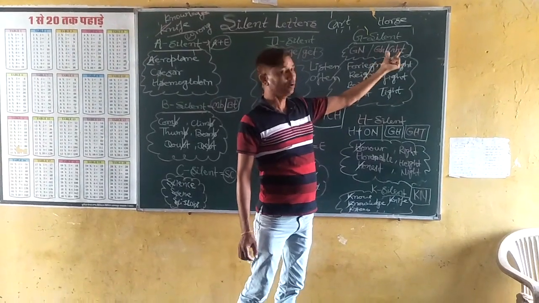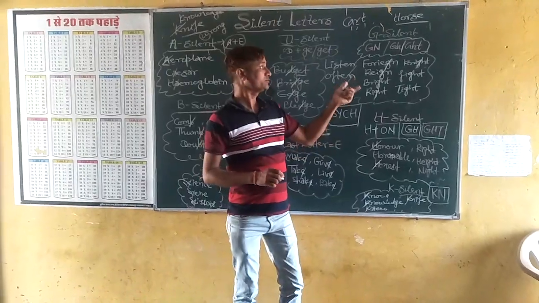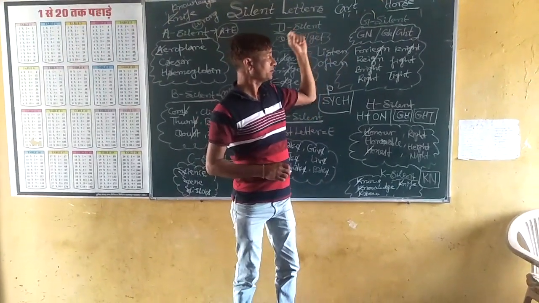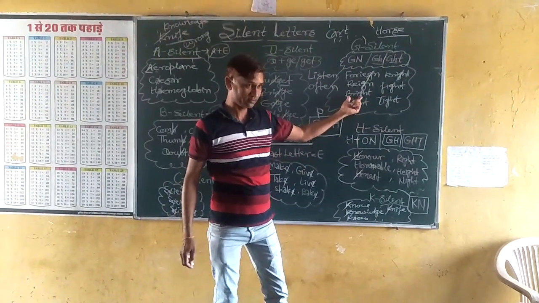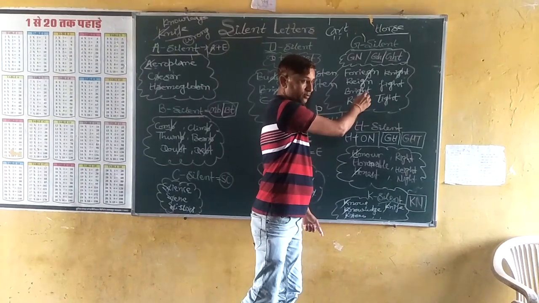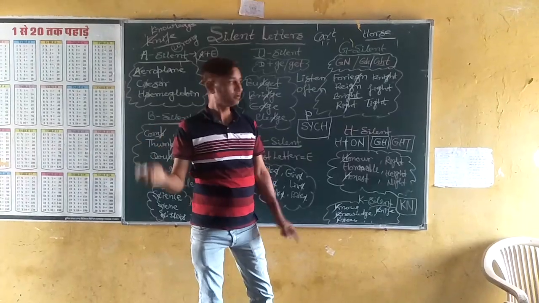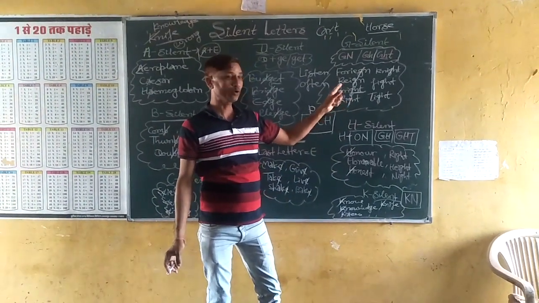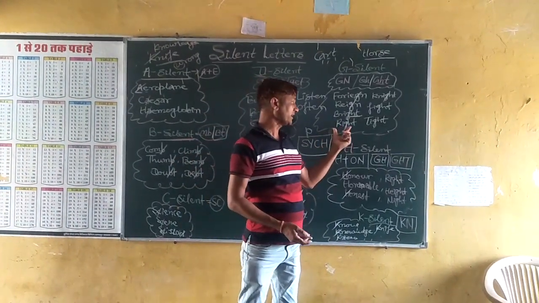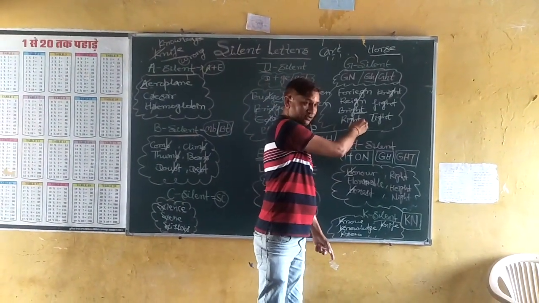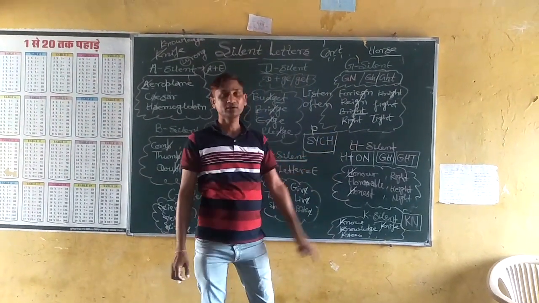Next combination is GH or GHT. When you find GH or GHT, then letter G will be silent, as in BRIGHT. G is before HT, or you may say there is a combination of letters G, H and T. G will be silent and we will pronounce it as bright. Next RIGHT, GHT, then G will be silent and the pronunciation will be right.